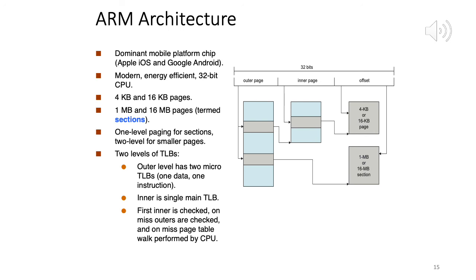So you can have 4 KB and 16 KB pages. For 4 KB your offset will be 10. For 16 KB, 16 is 16 into 2 raised to 10, so 14. Okay. So for both of these cases, you will require two levels of paging. Large pages you can use 1 MB or 16 MB. There you just need one level. Okay. So this is the ARM architecture.